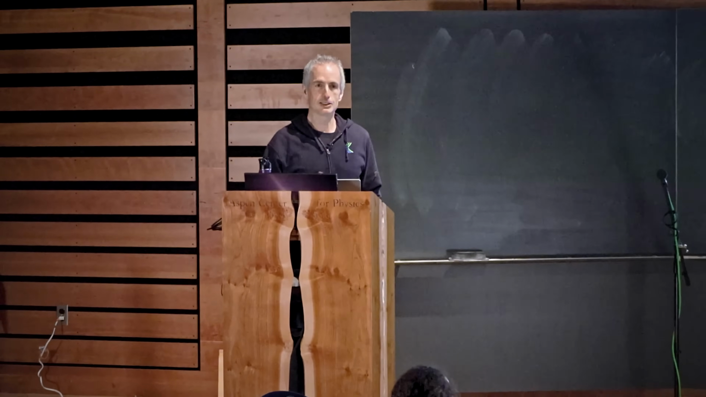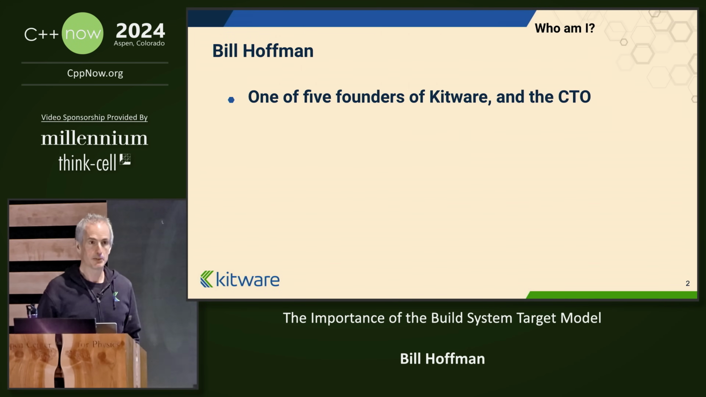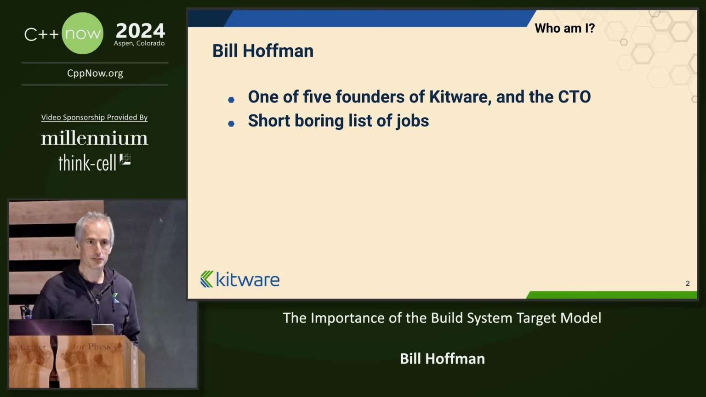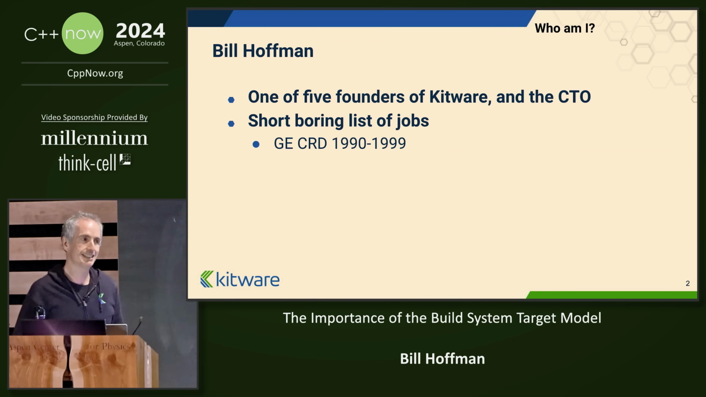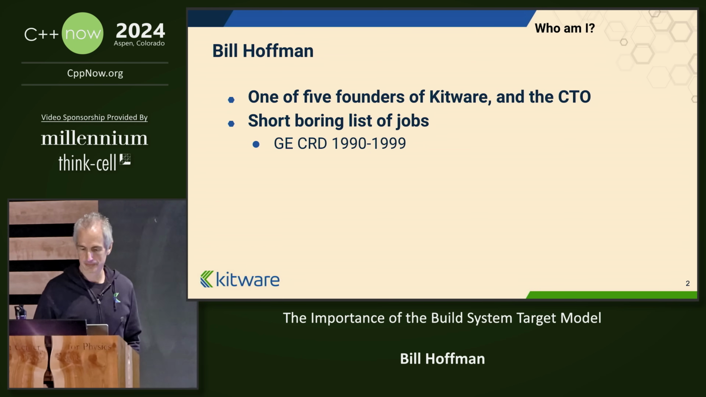All right, first a little quick introduction for those of you that don't know me. I'm one of 5 founders of a company called Kitware. We do open source scientific computing software. I'm currently the CTO. I have a very short, boring list of jobs that I've worked at my whole career. I worked at GE Corporate Research and Development from 1990 to 1999 in a computer vision group. And I'll get into some of the stuff I did there actually in this talk. And then from 1999 to the present, I've been at Kitware.